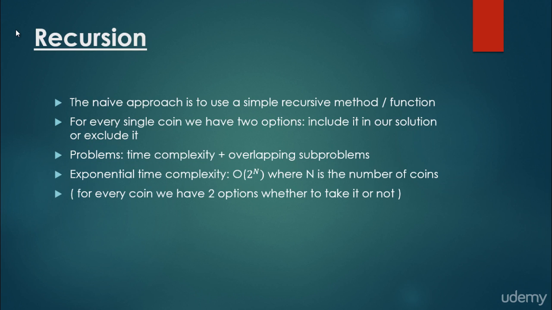So the first approach is to use recursion. The naive approach is to use a simple recursive function. For every single coin we have 2 options, whether to include it in our solution or exclude it. There are 2 main problems. First of all, there are overlapping subproblems, and that is a good hint to use dynamic programming, because otherwise we would recalculate the same problems over and over again. The time complexity is exponential, 2 to the power of n, where n is the number of coins. It's easy to see because for every coin we have 2 options, whether to take it or not, and we have n coins, so the complexity is exponential.